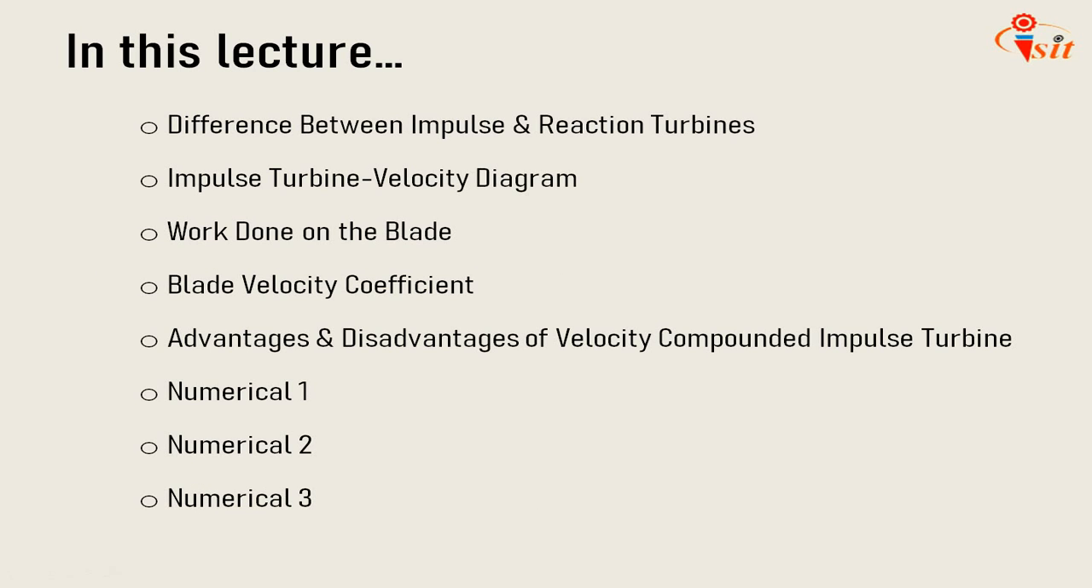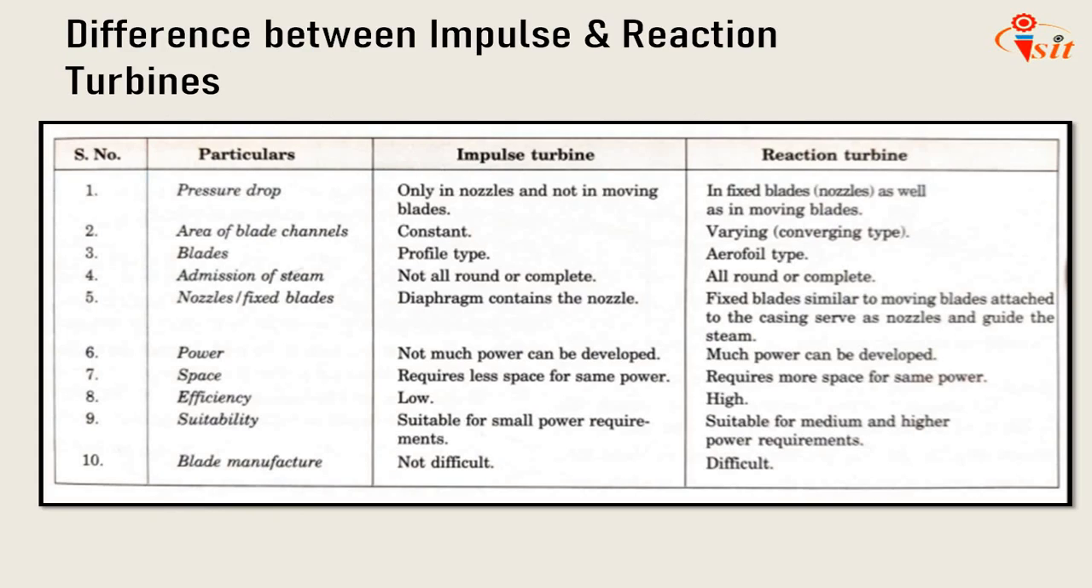Today we will see the following points: difference between impulse and reaction turbine, impulse turbine, its velocity diagram, work done on the blade, velocity coefficient, advantages and disadvantages of velocity compounded impulse turbine, and we'll see numericals on it. First of all, the difference between impulse and reaction turbines.